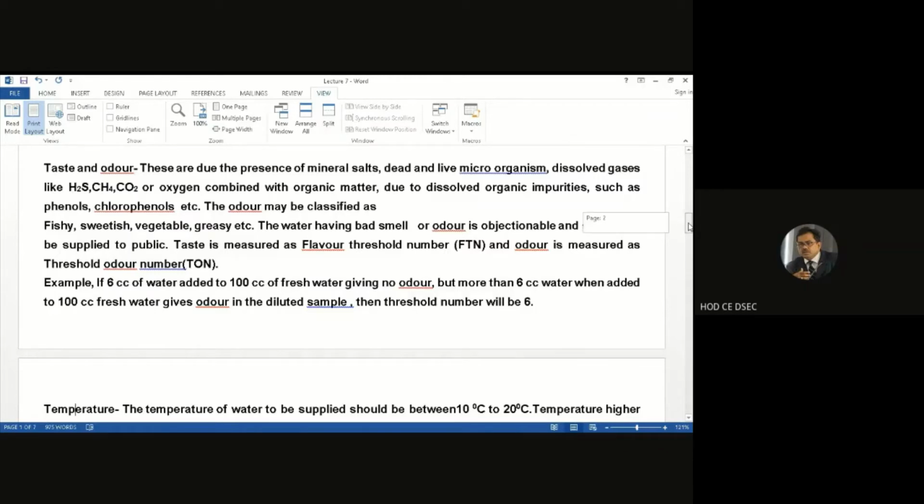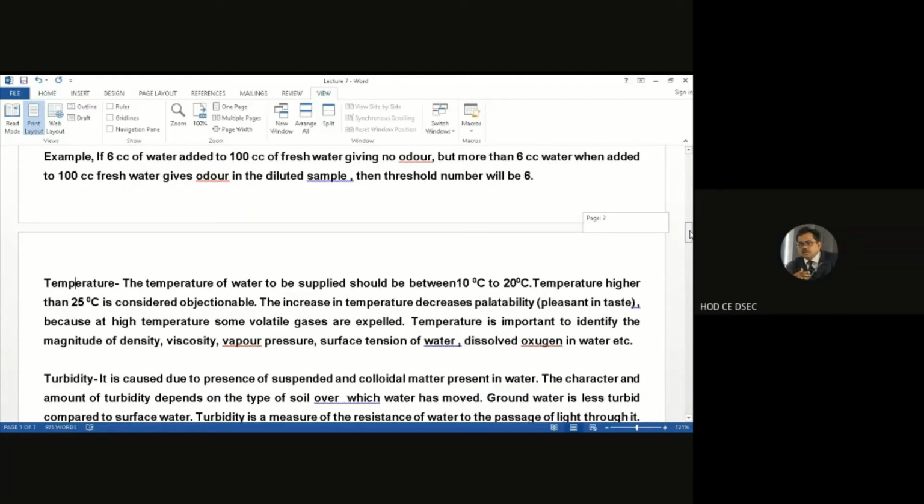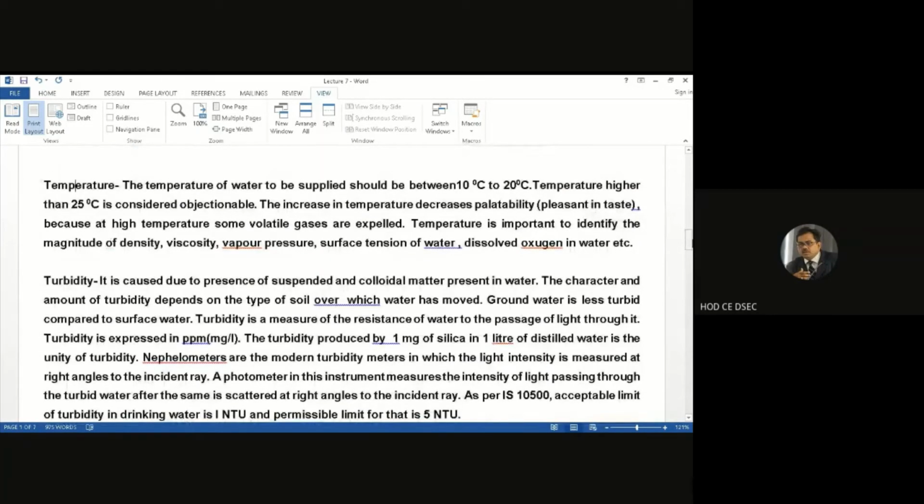Now temperature. The next physical characteristic is the temperature. The temperature of water to be supplied should be approximately between 10 degrees centigrade to 20 degrees centigrade, because beyond 25 degrees centigrade it is considered objectionable. What will happen if the temperature increases? The increase in temperature decreases the palatability, which is in taste form. Definitely, the more the temperature, the taste of the water gets reduced.